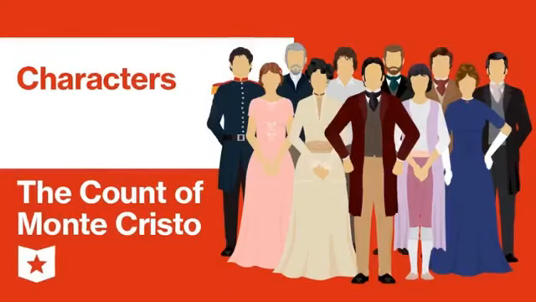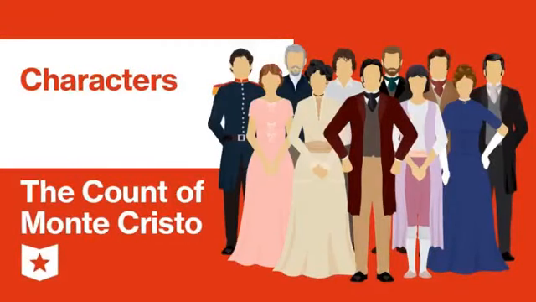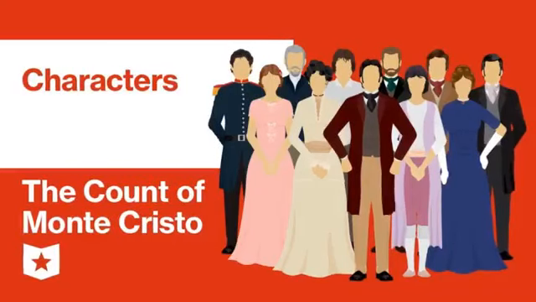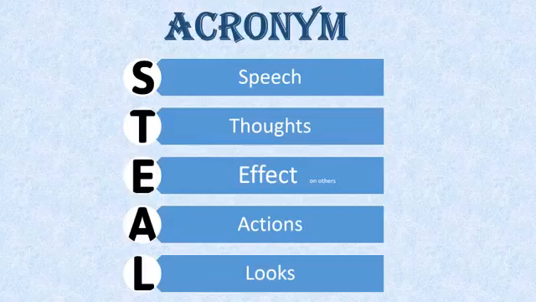Now, we will discuss how to analyze. And remember, half of your study depends upon your response to the given exercise. So, learn and participate. Use the acronym STEAL, which will help you break down the behaviors that are needed to understand the indirect characterization. S means speech, T means thoughts, E means effect on others, A means action, and L means looks.